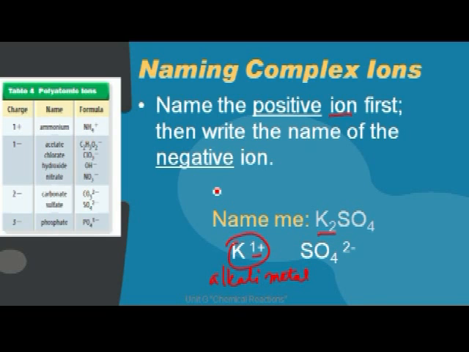So that is the first name: potassium. Then we need to look at the second ion, the negative one. This is a polyatomic ion because it has 2 elements involved. It has sulfur and it has oxygen. So you need to go to your polyatomic ion list and take a look there. This is SO4, and it's got a 2- oxidation number, and its name is sulfate. So that's its second name, potassium sulfate. And that's it. That's how we name a complex ion.